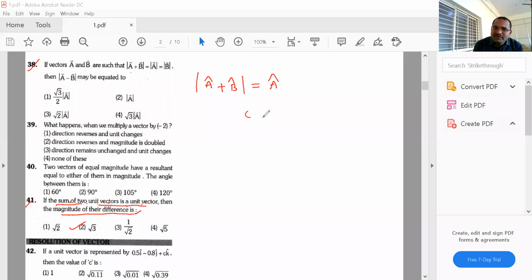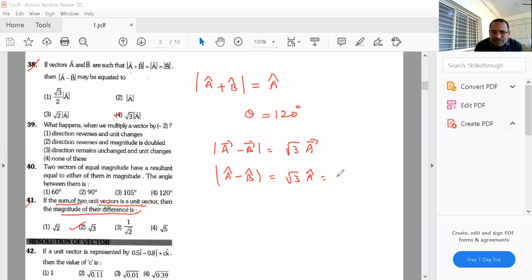Then what is the angle you got? 120 degrees. Then the difference between these two, how much did you get? You got root 3 times A bar. Yes or no? Yes, root 3 times A bar. Then if they are unit vectors, how much will you get? Root 3 times the unit vector. The unit vector magnitude is 1, no? So you will get root 3.